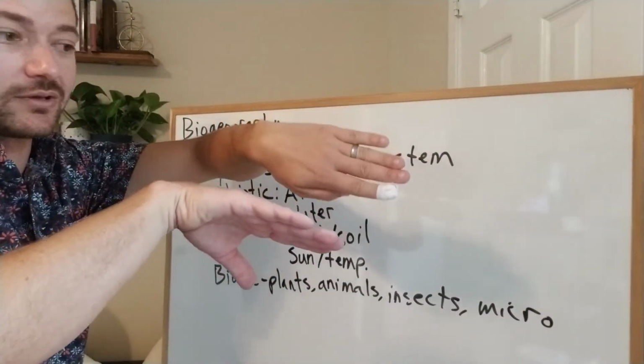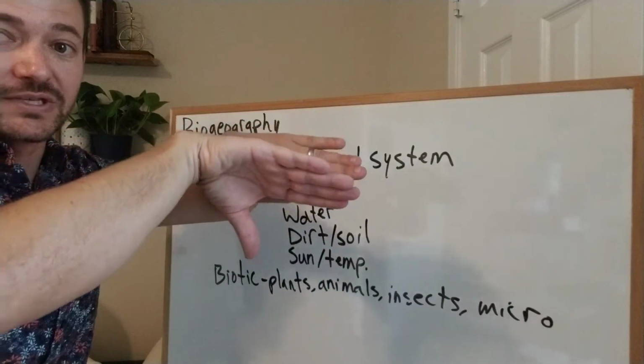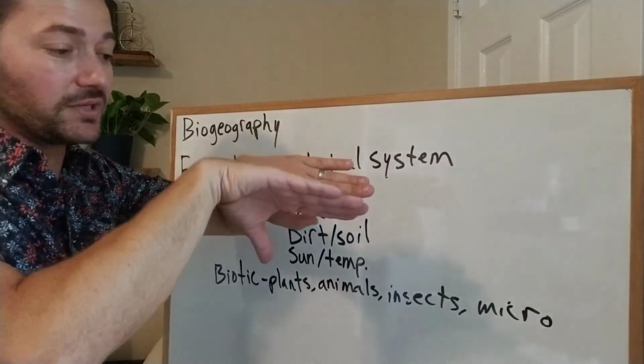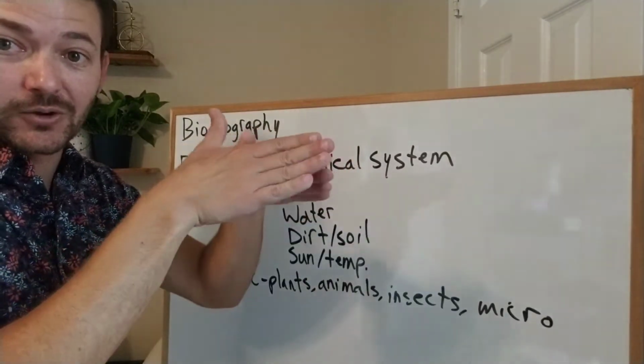So here's a south-facing valley, here's a north-facing valley. This valley side is going to be drier, this side's wetter based on sun exposure. So valley or mountain, same thing.